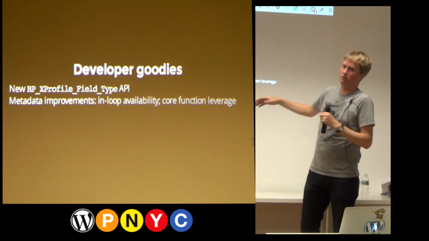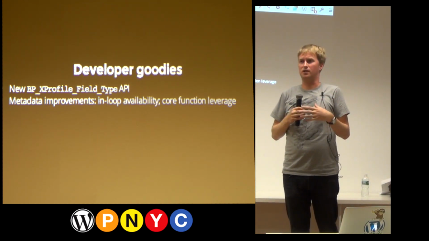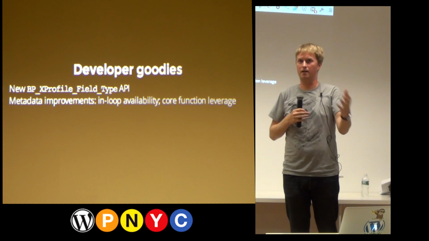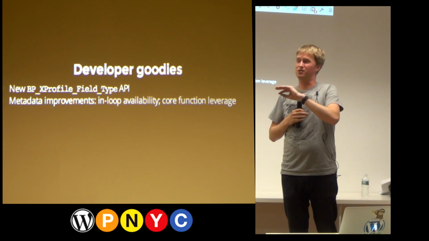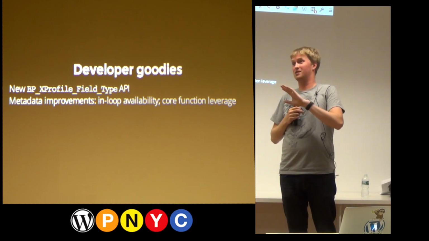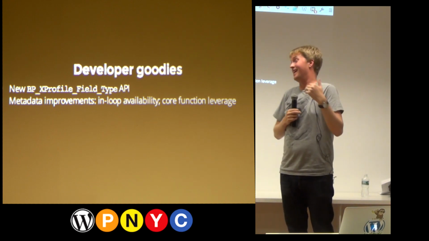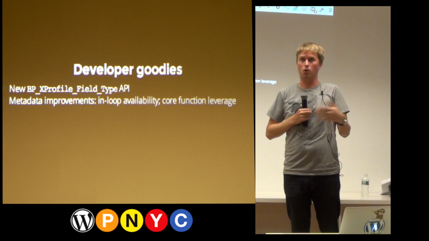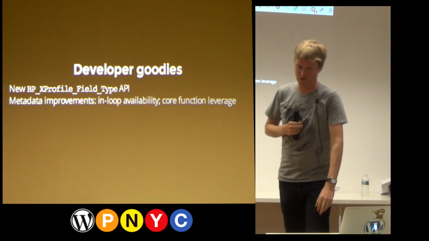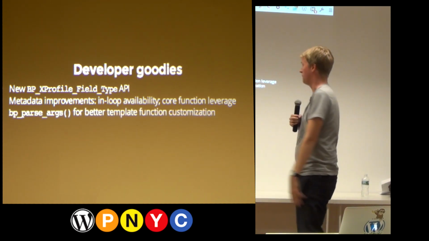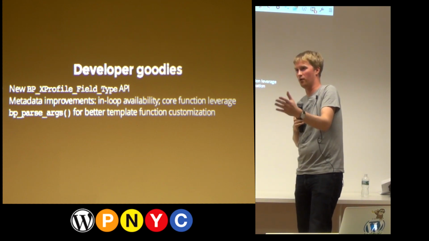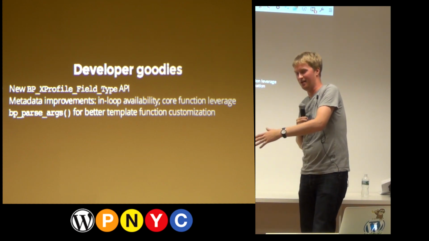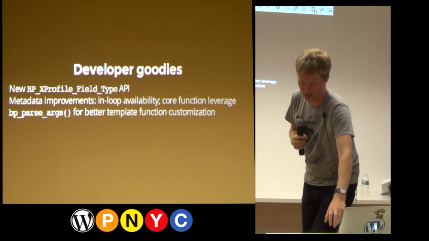Core function leverage. We rewrote all of our internal metadata tools so that they use the core add metadata and update metadata APIs instead of using our own SQL calls. This reduced our code base by a huge amount. It reduced the number of tests that we had to write, and it allowed us to leverage the core caching APIs. So very, very cool. BP parse args. This is a way to override template functions without having to override the templates themselves in your theme. I'm going to skip over the details of that.